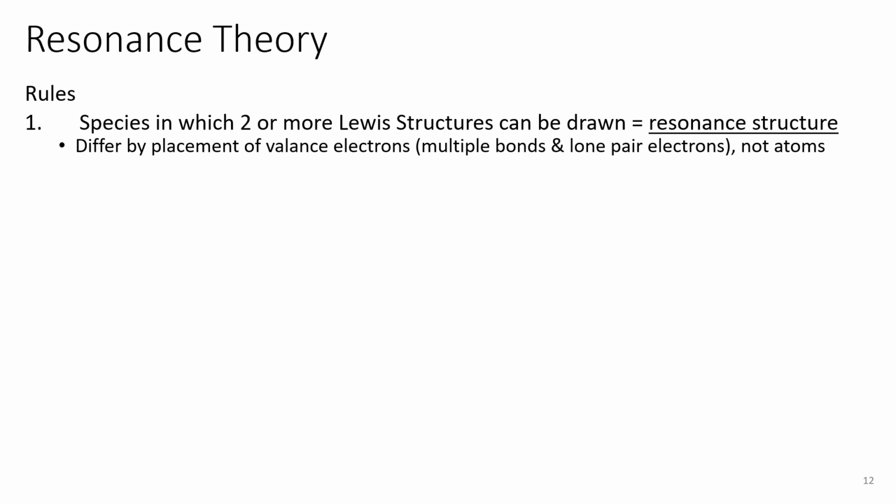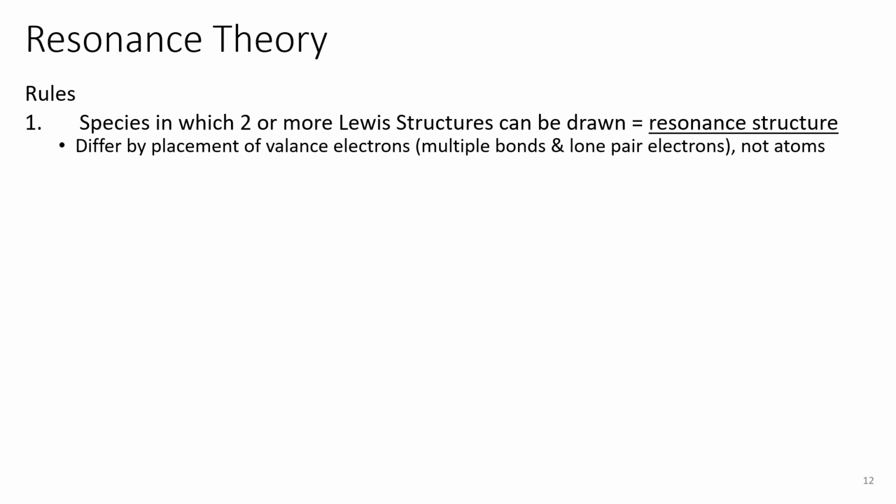What's going to differ in these resonance structures is the placement of valence electrons, such as multiple bonds and lone pairs of electrons, not the actual bonding order of the atoms. If you think back to our POCl3 structure, the only thing that differed between them was the double bond compared to the single bond between phosphorus and oxygen, and the number of lone pairs that we had on our oxygen atom. So that's all that resonance structures can differ by: the placement of the valence electrons, double bonds and lone pairs, not how the atoms are actually connected to each other in terms of the bonding pattern.